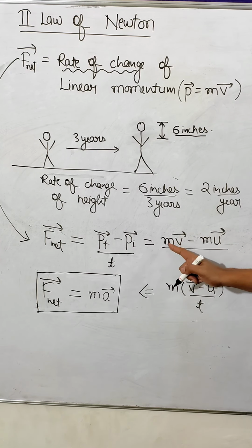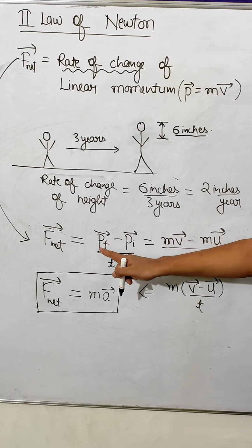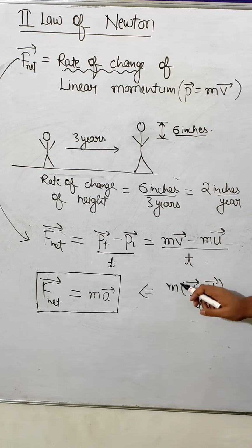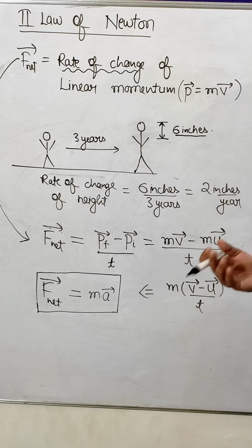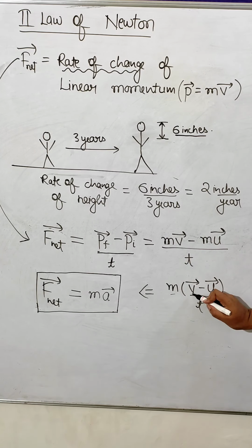We can write final momentum as mass into final velocity. We use V for final velocity. So mass into final velocity is the final momentum, minus mass into initial velocity, which is the initial momentum. So this is final momentum minus initial momentum, divided by time. If you take the mass as common, assuming the mass doesn't change, which will not change in 99% of cases, so as long as mass remains constant, we can take it as common, it will be m(v - u)/t: final velocity minus initial velocity upon time.